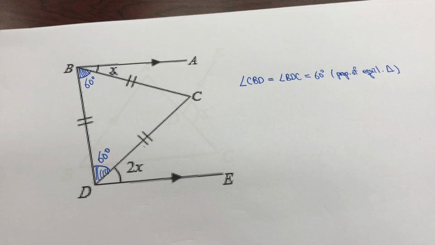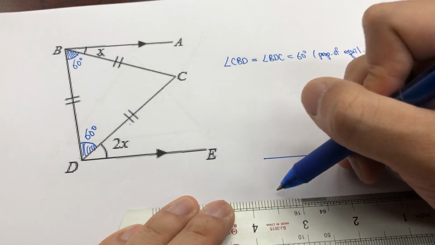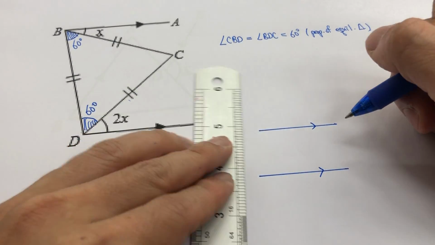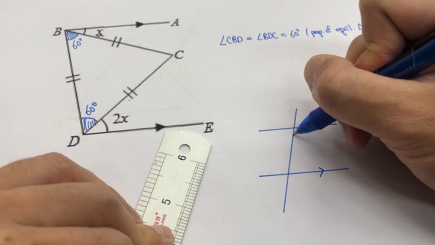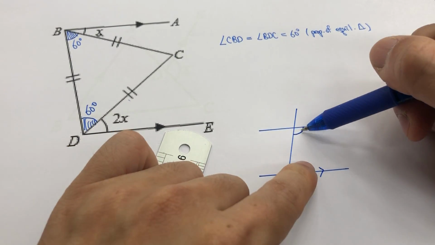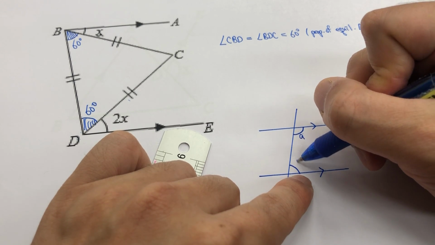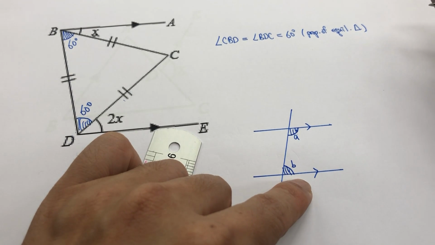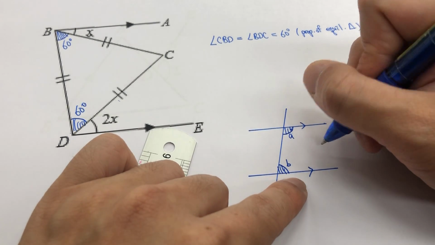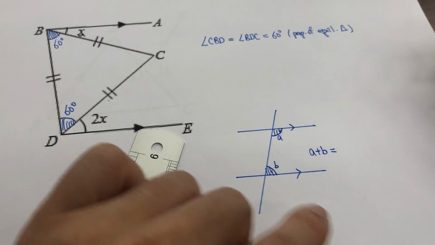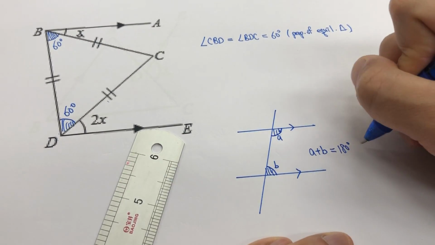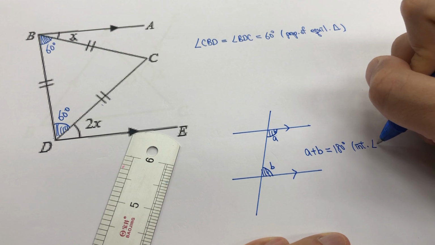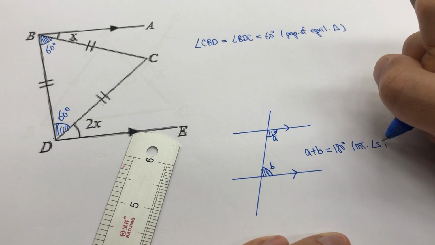And now, remember that in Form 1 we've learned this. When we have a pair of parallel lines and a straight line cutting through them, then these two angles, A and B, are on the same side. When we add them up, they become 180. Remember the reason? We call it interior angles.